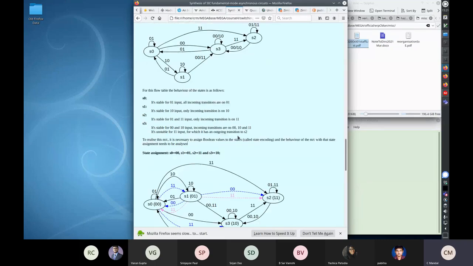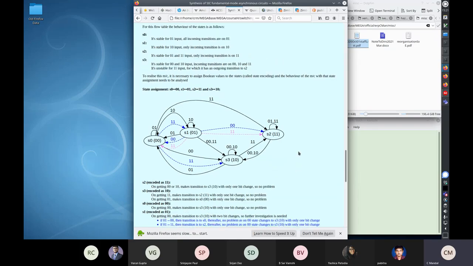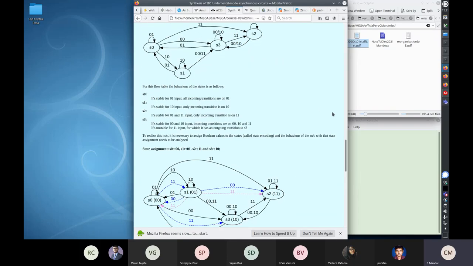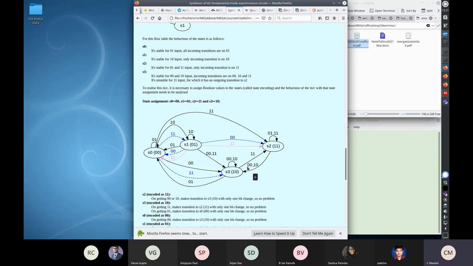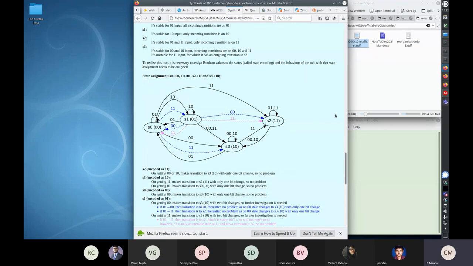Now these are just the symbolic states. Let us consider some encoding. Over here we have considered certain encodings. Here S0 is coded as 00, S1 is coded as 01, S2 is coded as 11, and S3 is coded as 10.